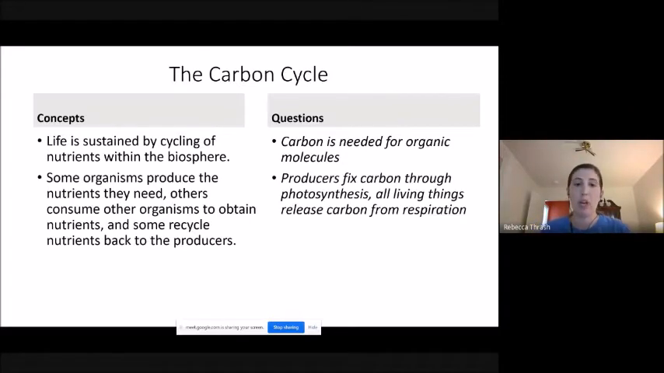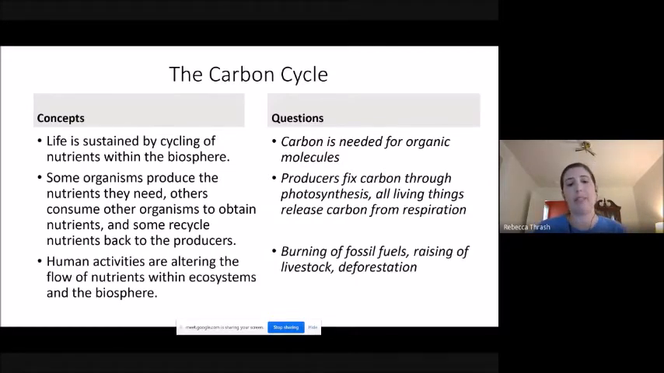Some organisms produce nutrients, others consume, and then yet others recycle. So remember that producers fix carbon through photosynthesis, and then everything else, consumers, the plants themselves, decomposers that live off of dead and decaying things, all of those things are going to release that same carbon back into the atmosphere from respiration.